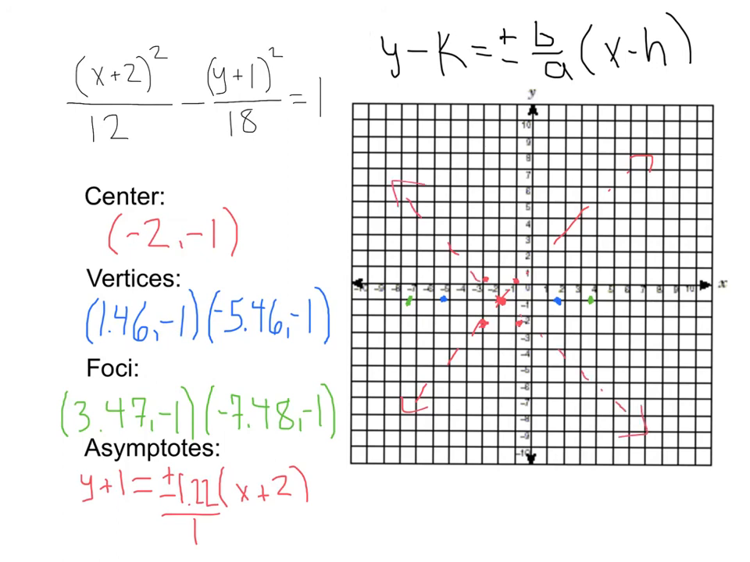And we're ready to graph our hyperbola. Remember, the hyperbola goes along the asymptote and through each vertex. Along the asymptote, through each vertex, and we've got a lovely hyperbola.